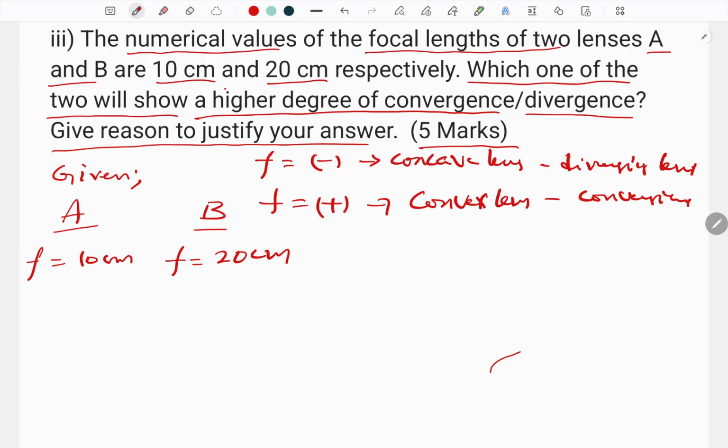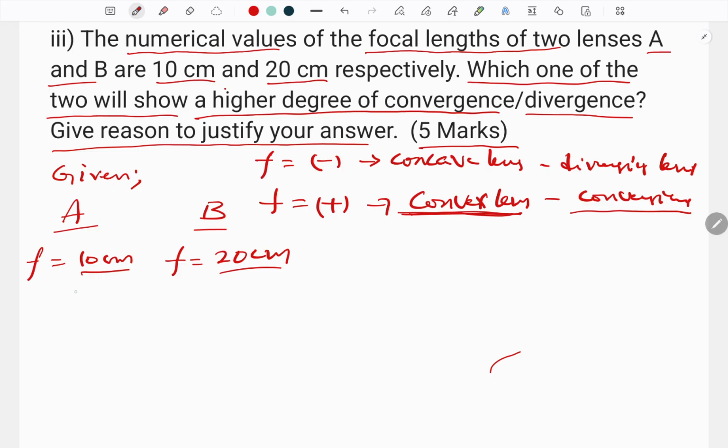So, what they asked here is which one of the two will show a higher degree. First, we could understand from this sign convention that it is going to be a convex lens. Both focal lengths are given as positive, so both lenses are convex lenses. But which shows higher convergence? A convex lens is a converging lens. It converges refracted rays, right? But how much is the difference between these two in terms of convergence? Now let's find out.